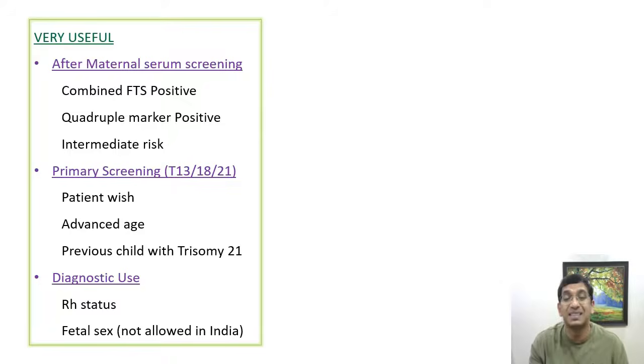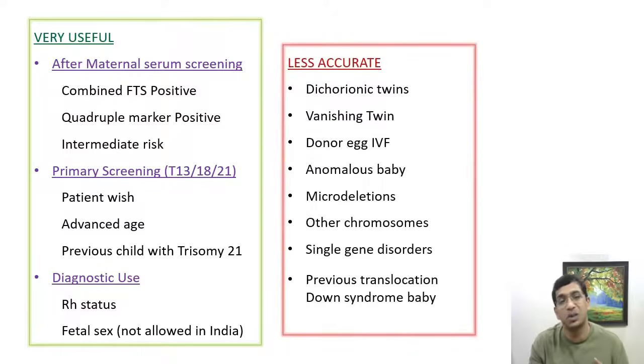And where is it less accurate? I have already explained all of this. Let me just quickly go through the list. In dichorionic twins, in vanishing twin, in donor egg IVF, in anomalous baby, in microdeletions, while testing for other chromosomes other than 13, 18 and 21, in single gene disorders, and in translocation Down, you should not be doing an NIPT or double marker test in the next pregnancy. You should be directly going for an amniocentesis.